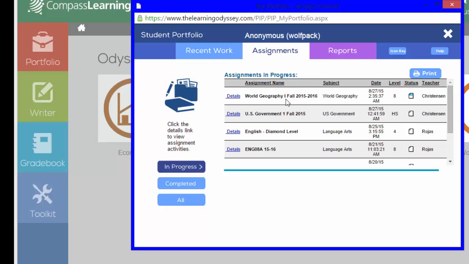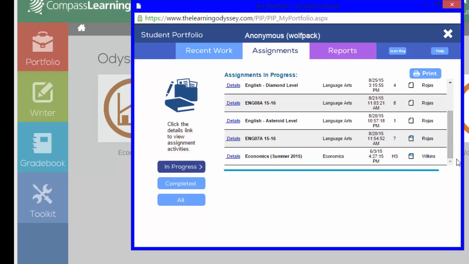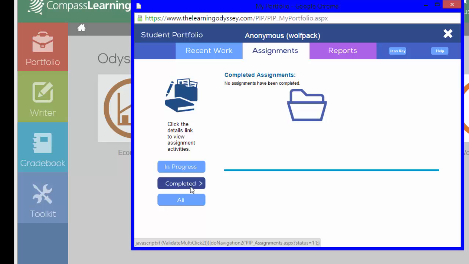So we've got world geography here that they have started. U.S. government, they haven't started there. English, they haven't started. That English class, they haven't started. Looks like they've done some language arts there for the 7th grade and some economics there. And those are in progress and completed. None of the curriculums have been completed.